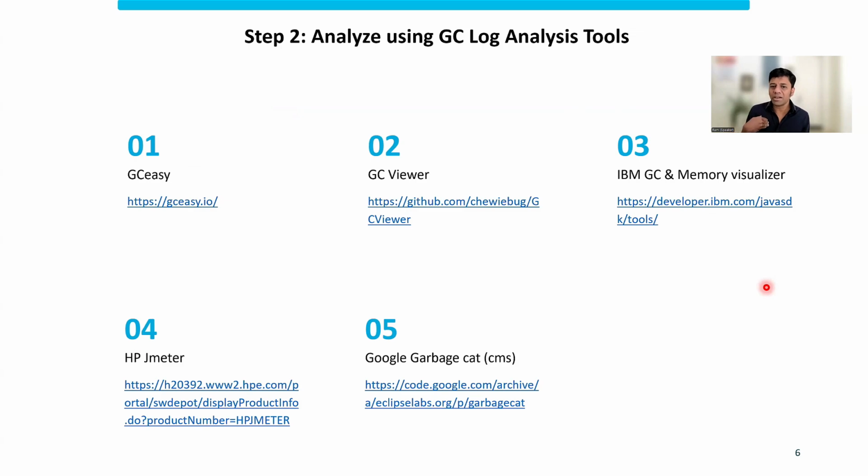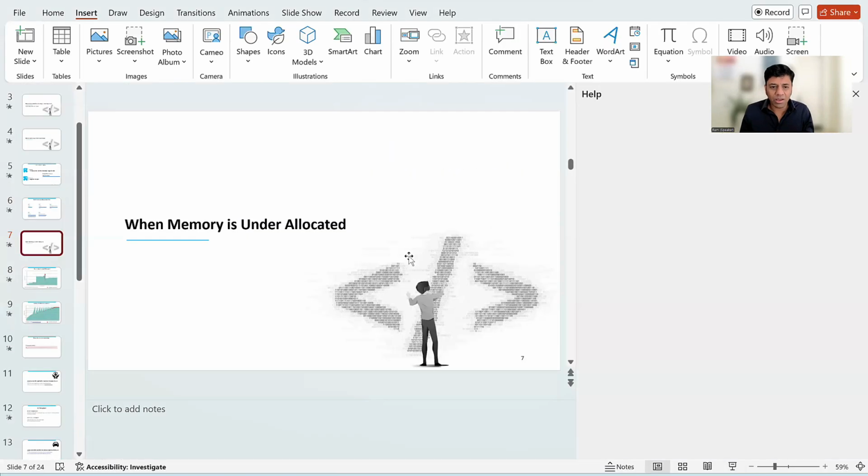I'm not going to tell you which is the best tool because my opinion is obviously going to be biased. I would say GCeasy is the best tool, but it could be a very biased opinion because our company makes it, right? So you can use a tool of your choice. These are some of the available tools. I'll show a demo of how to use this tool, and then we'll start going into the details.